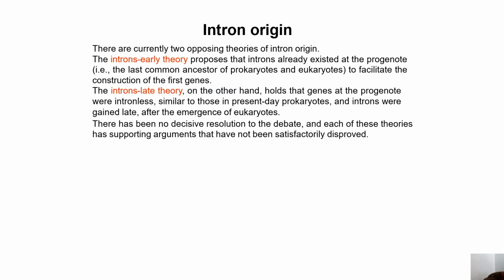There are currently two opposite theories of intron origin. The introns-early theory proposes that introns already existed in the progenote and facilitated the expression of the first genes. The introns-late theory, on the other hand, asserts that introns arose late, after the emergence of eukaryotes. There is no decisive solution to the debate, and each of these theories has supporting evidence that has not been sacrificed.